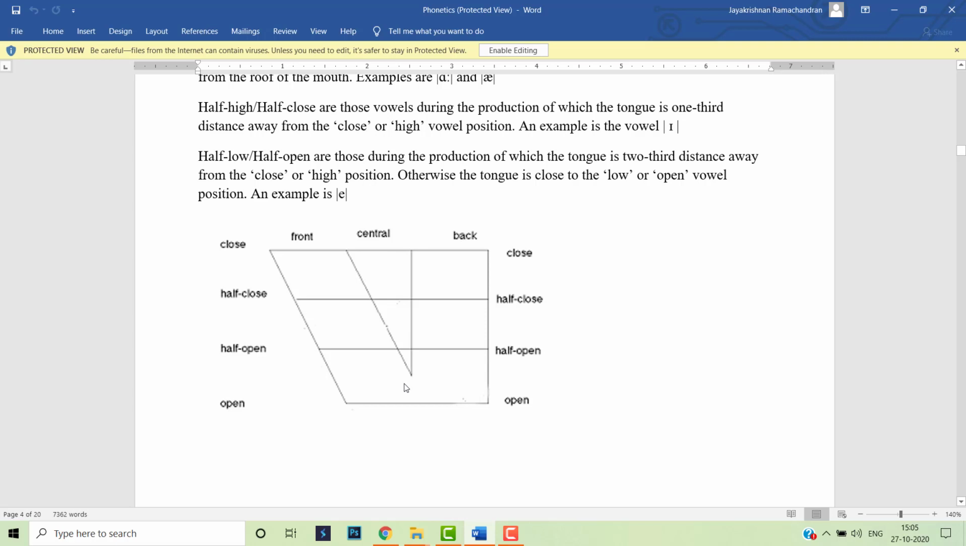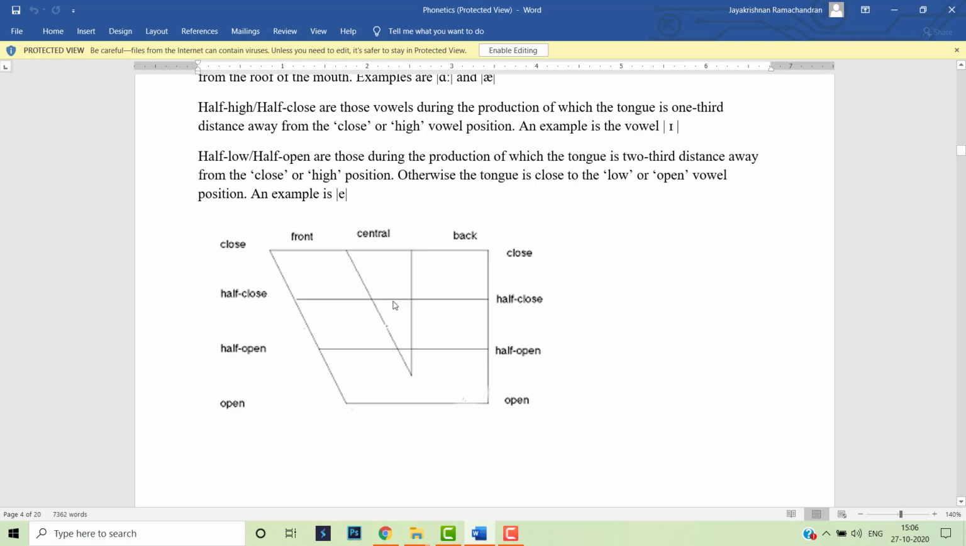So if the central part of your tongue goes this high, then it is half open. Okay, it is a half open central vowel. Now if it goes this high, it is a half closed central vowel. ഇനി നാക്ക് ഇത്രത്തോളം ഉയരത്തിൽ വരികയാണെങ്കിൽ it is a closed central vowel.